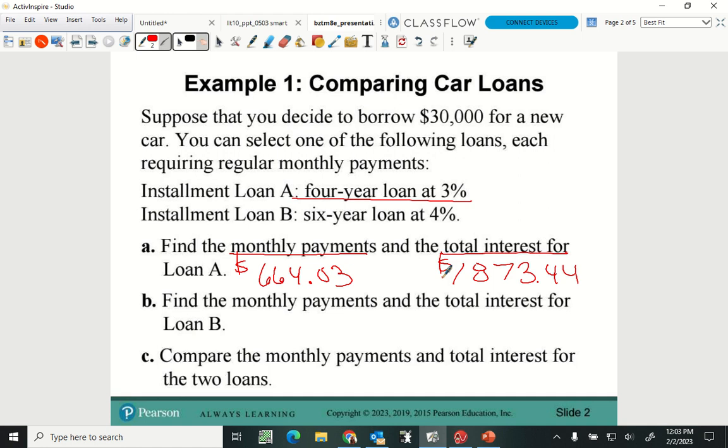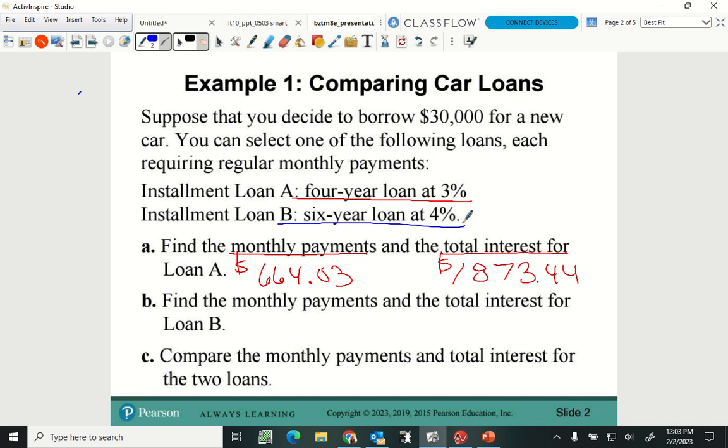Does that make sense? Okay. That's loan A. We have an option A for this loan. Now let's take a look at loan B. Loan B says a 6-year loan at 4%.